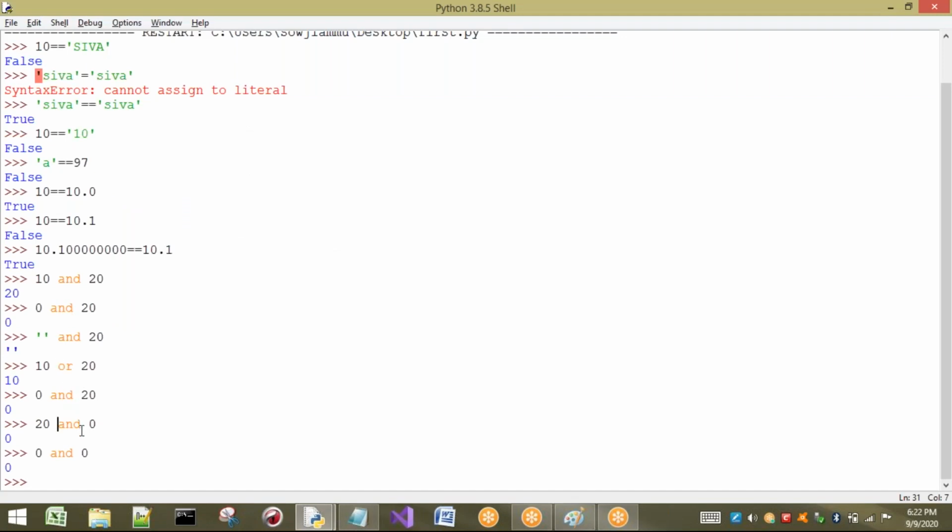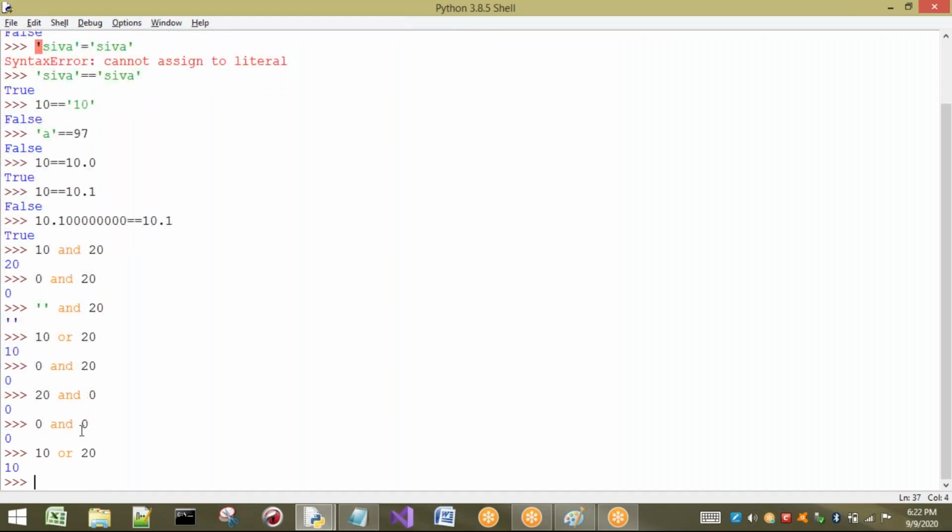Yes, that is why we are getting the wrong answer here. I had placed and here, sorry. So 10 or 20, first case. Next case, I have to take true and false, sorry, or here.